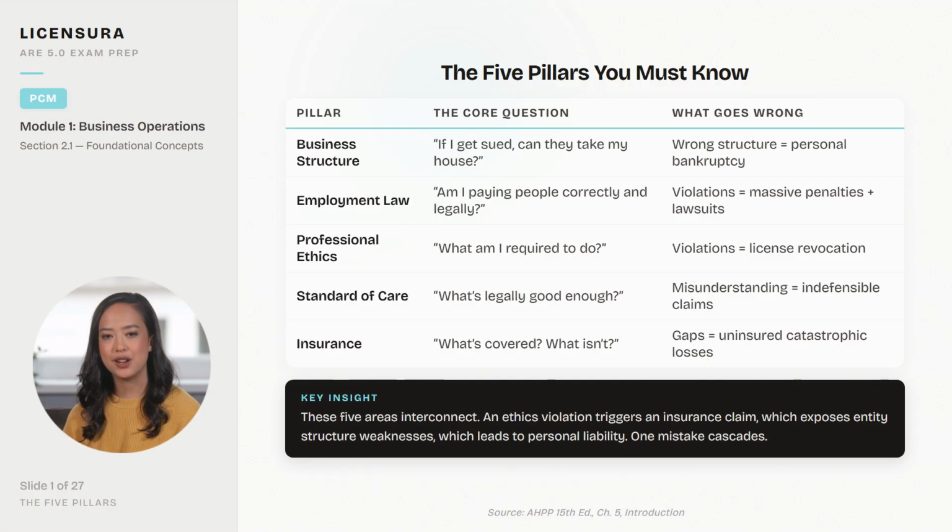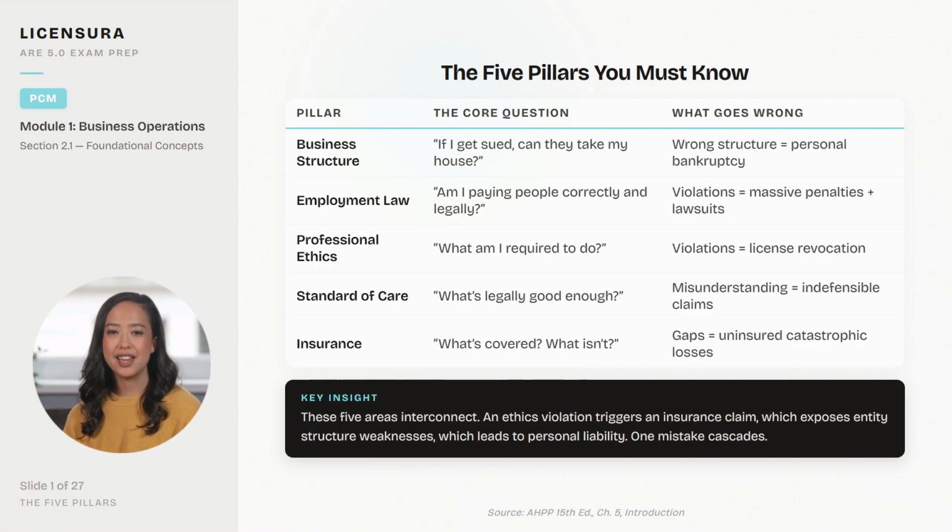Now, there are 5 pillars you really need to know for this module, and I want to walk you through each one. Business structure. Basically, if I get sued, can they take my house? Employment law. Am I paying people correctly and legally? Professional ethics. What am I required to do and what's off limits? Standard of care. What's legally good enough? And insurance. What's covered and what isn't?